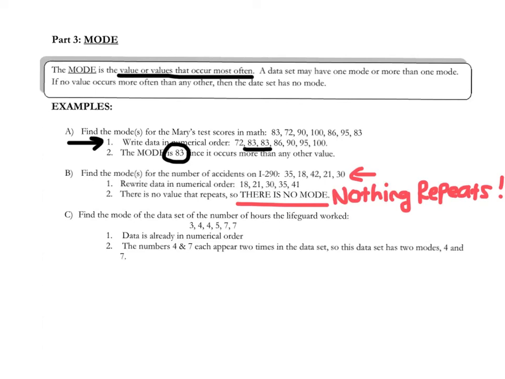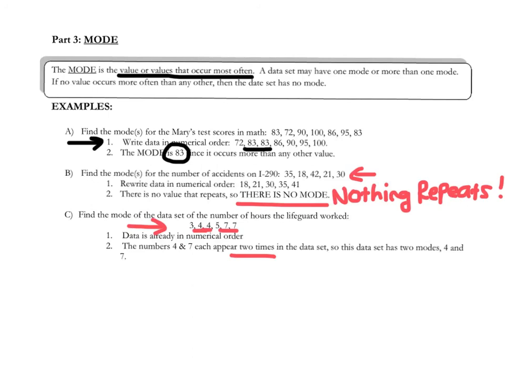And finally, we have a list of numbers one more time, and it says list them in numerical order. It actually is already in numerical order. Guys, take a look. I see 4 repeats, so there's 2 4s and there's also 2 7s. That's okay. Since both 4 and 7 appear 2 times, they're both going to be the mode.